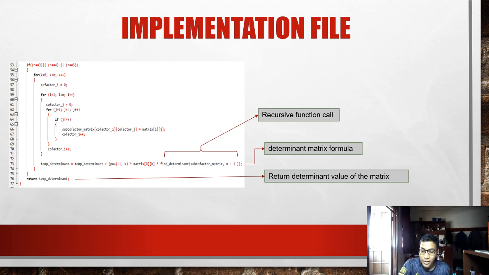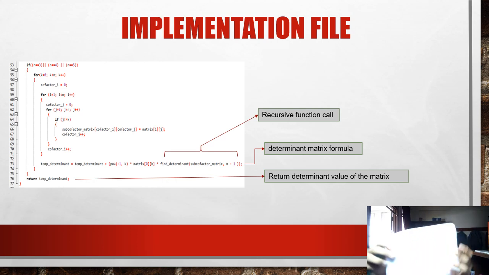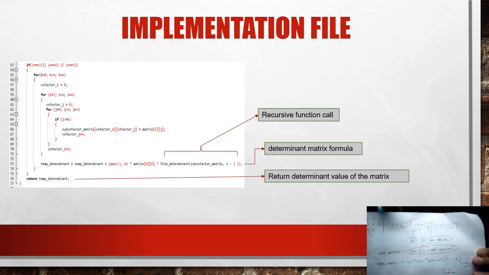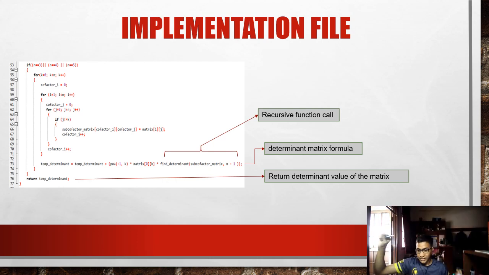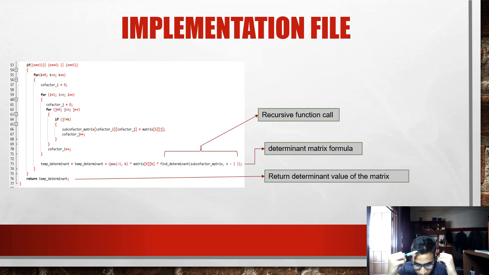Power negative 1 to the k, because the sign is changing: the first one is positive, negative, positive. That's why I put that. Then matrix 0 k, matrix row 0, which means the first row, and k is 1, 2, 3, 4, 5, until n. Find determinant of subcofactor matrix, n minus 1. I declare another matrix named subcofactor matrix, and this matrix is n minus 1. Why?